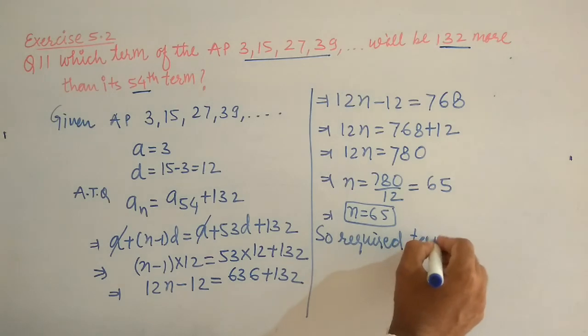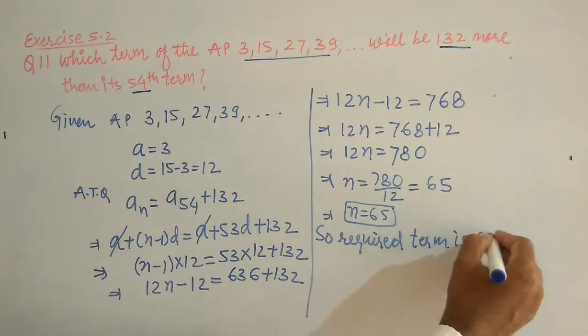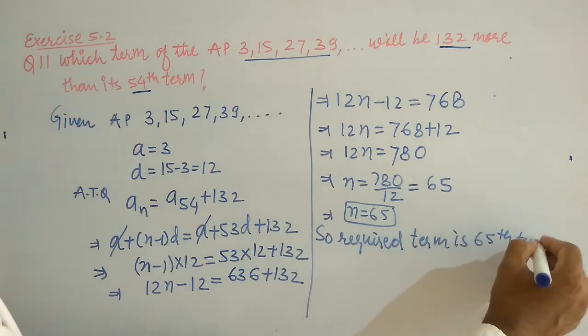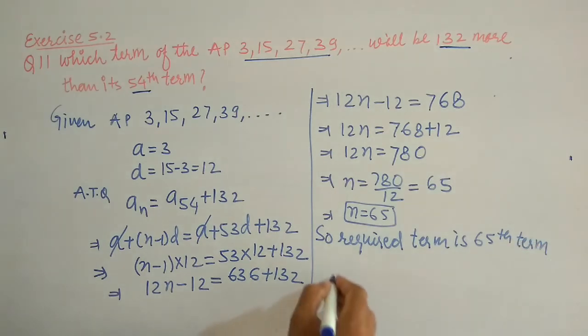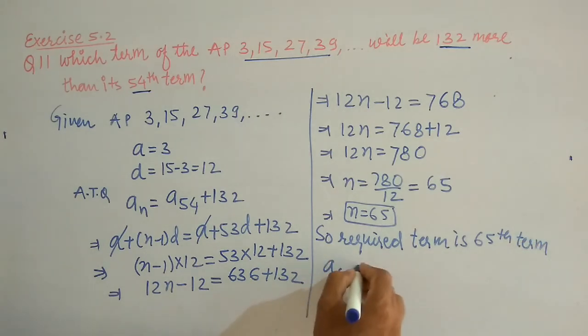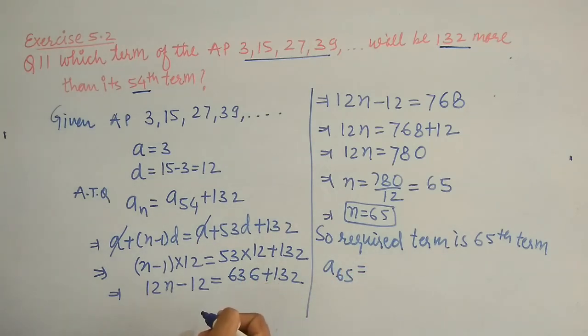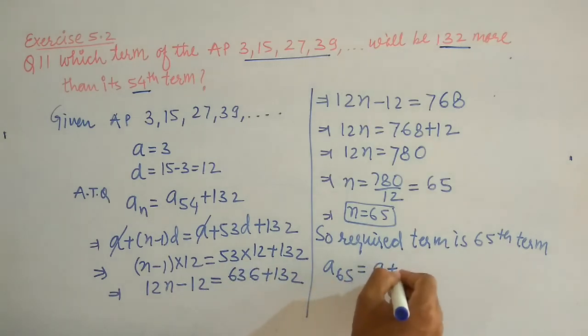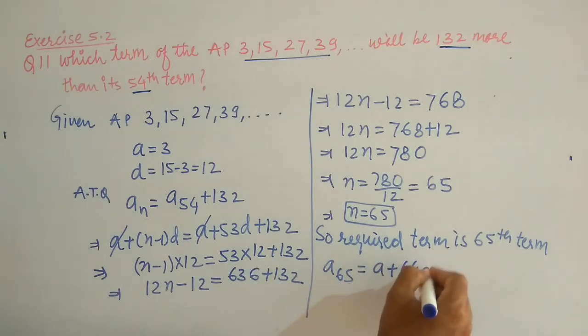So required term is 65th term, and we can find out the term also. 65th term you may find out. Okay, and 65th term what you get? We already find out here. Yes, 65th term is a plus 64d.